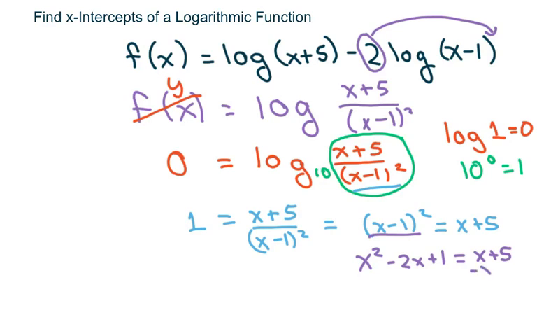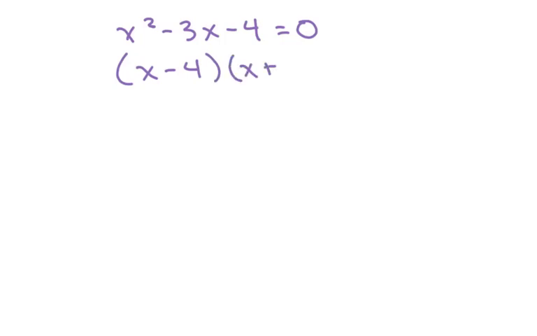I'm going to subtract the x, subtract the 5 from both sides. That's going to leave you 0 here, and you're going to get x squared minus 3x minus 4. Now, going to the other side, we had x squared minus 3x minus 4 equals 0. I'm going to factor that. That's going to be x minus 4 and x plus 1 equals 0. So solving for this, we get x equals 4 and x equals negative 1.